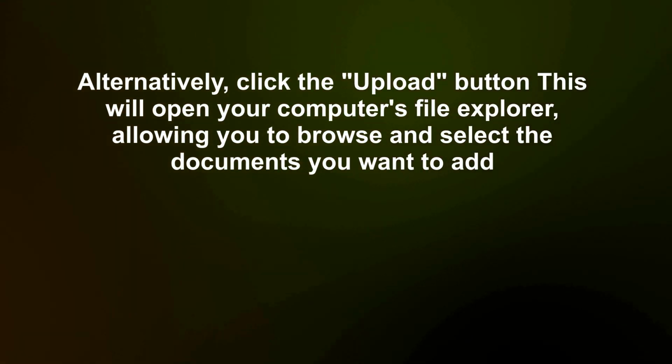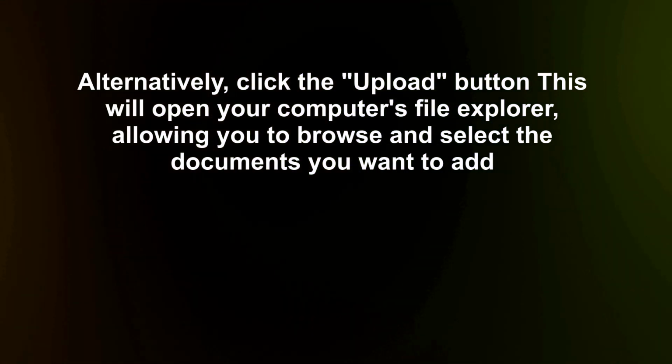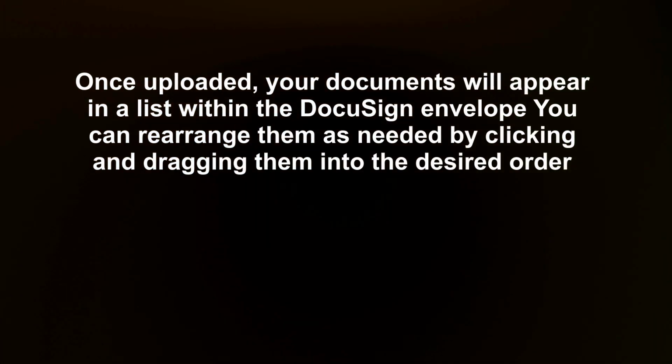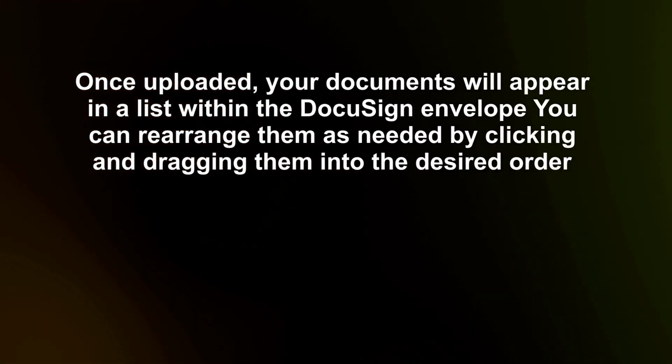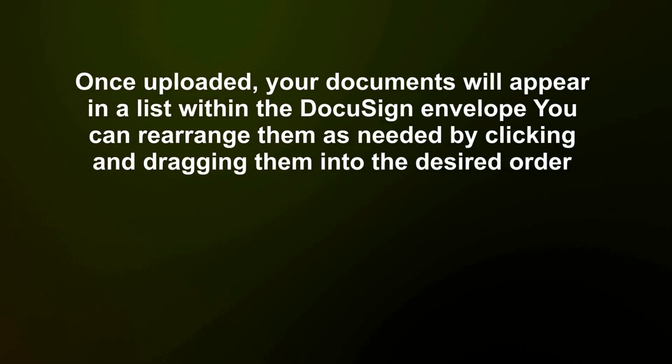Alternatively, click the Upload button. This will open your computer's file explorer, allowing you to browse and select the documents you want to add. Once uploaded, your documents will appear in a list within the Docusign envelope. You can rearrange them as needed by clicking and dragging them into the desired order.